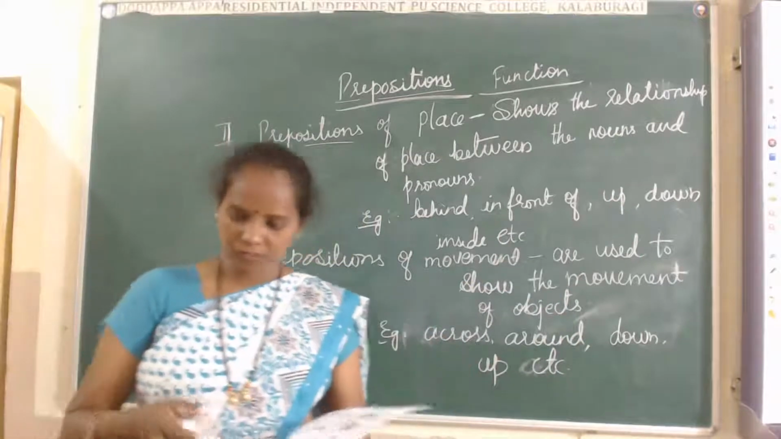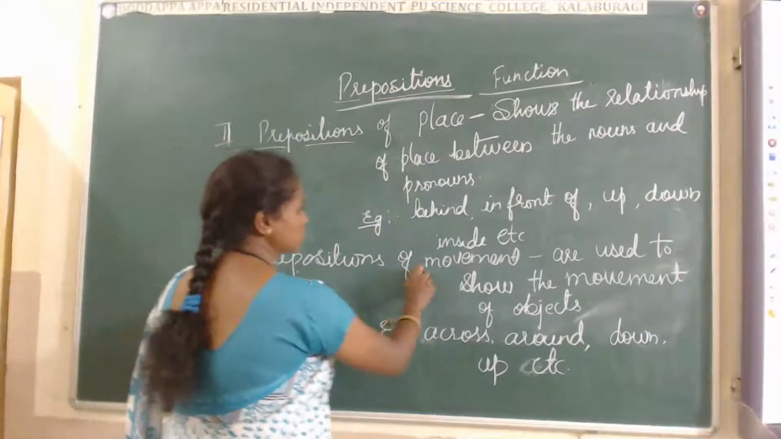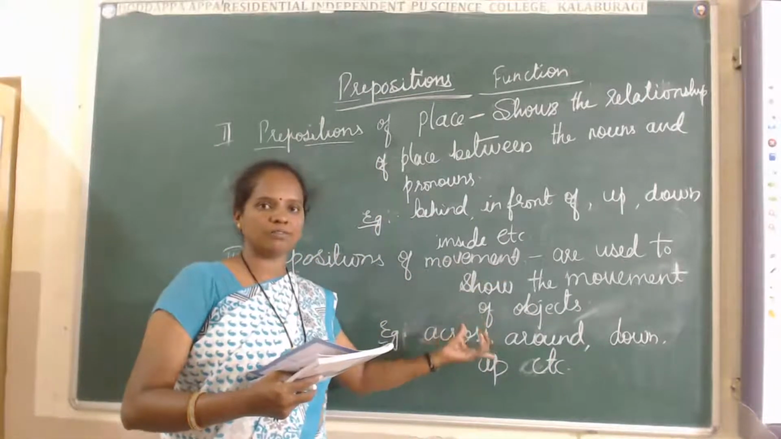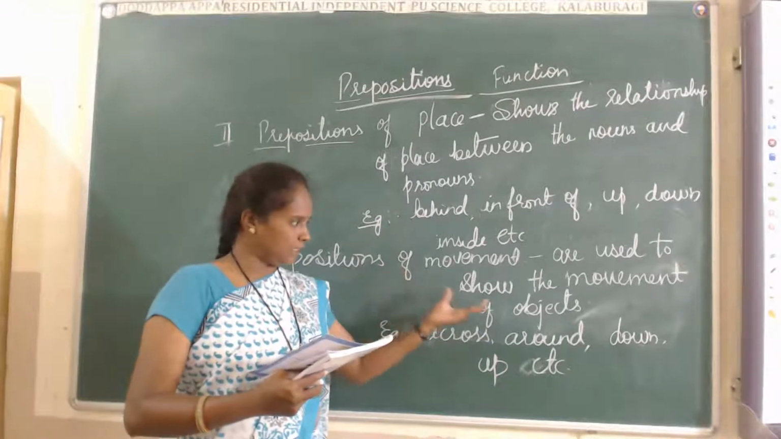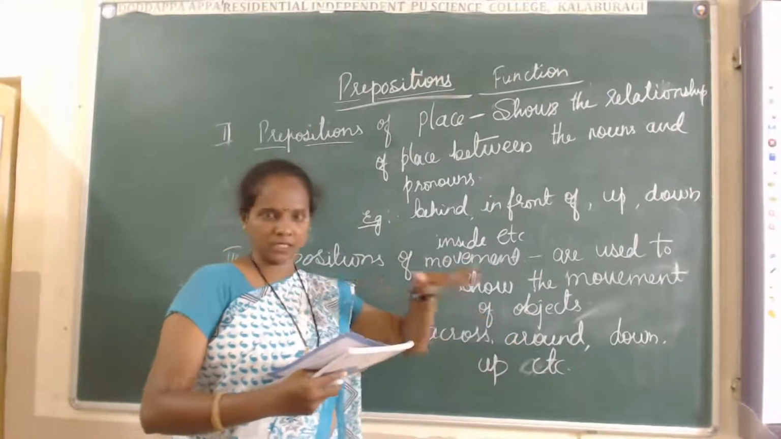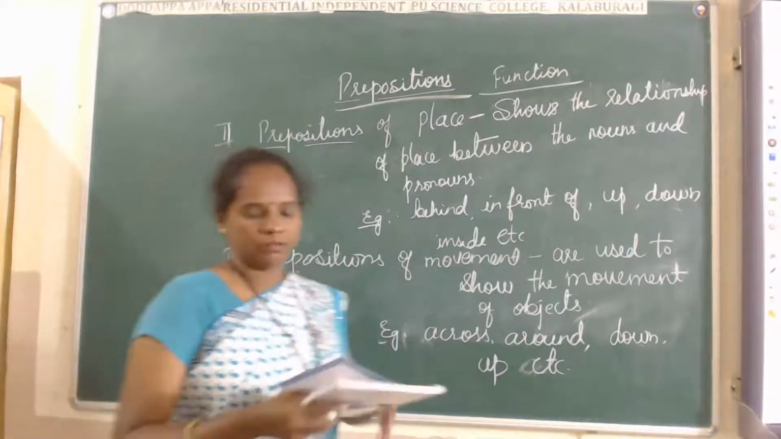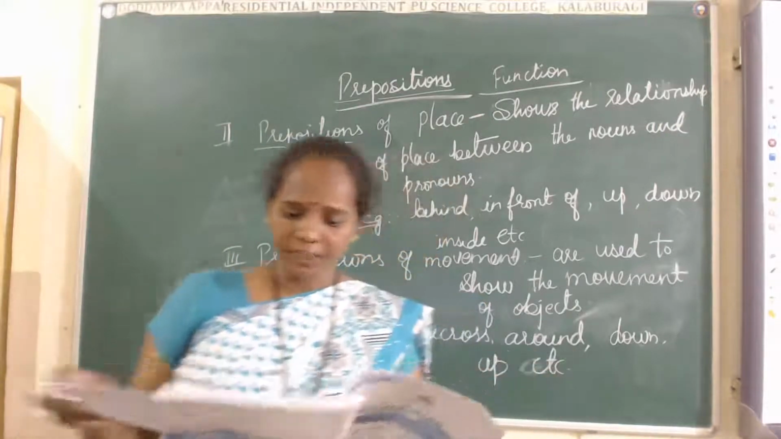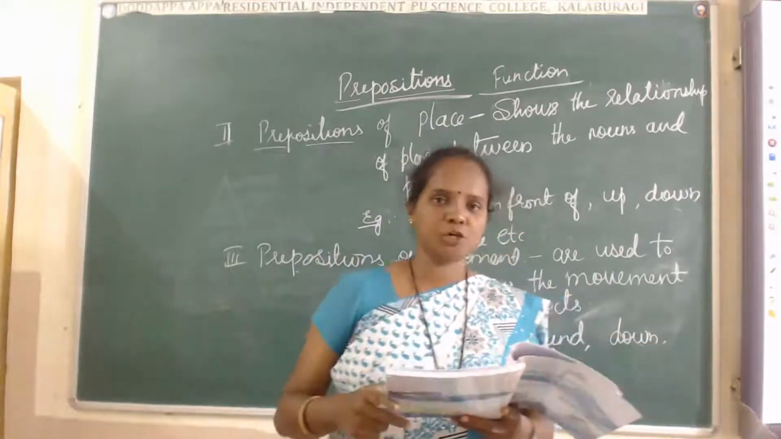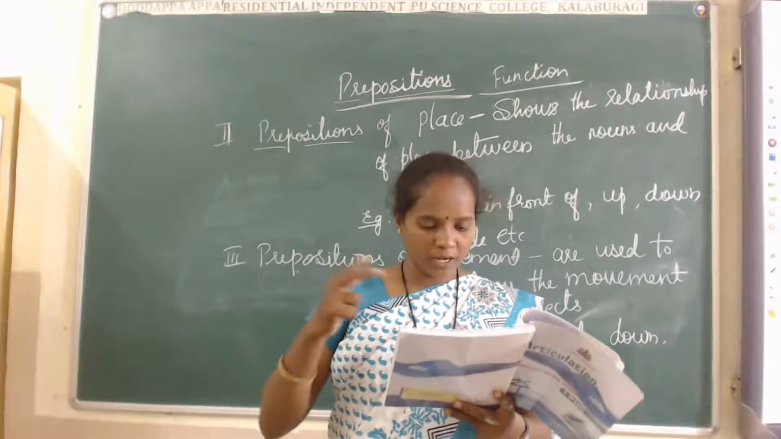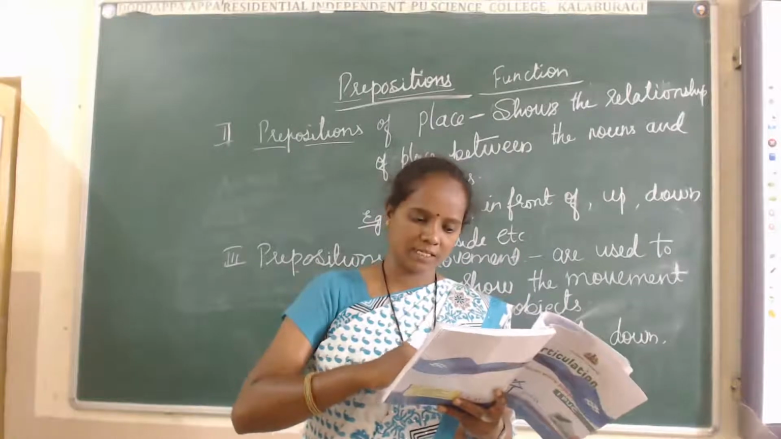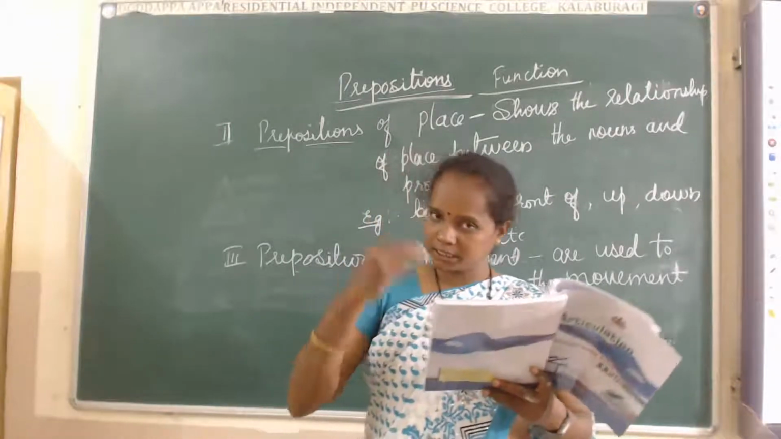See, here are prepositions of movement. The preposition is used to show the movement of objects. The objects may be a noun or pronoun. It shows the movement of the objects. In your articulation book, on page number 7, you can see so many pictures. They have given pictures as well as the prepositions below.